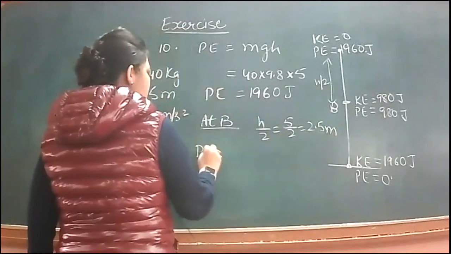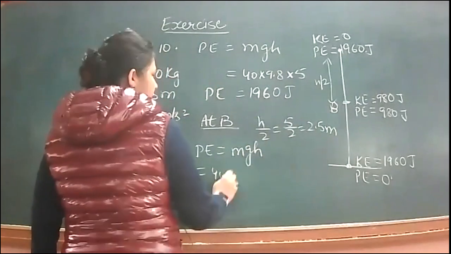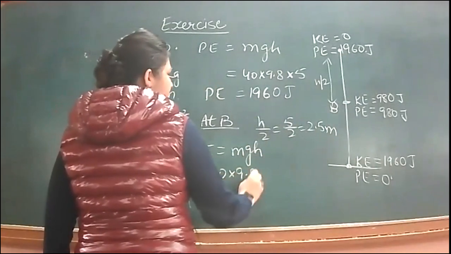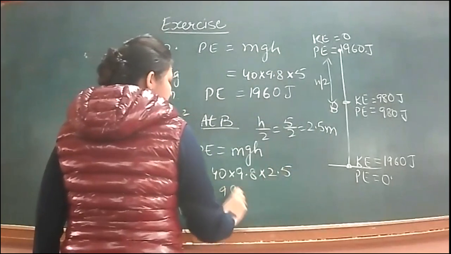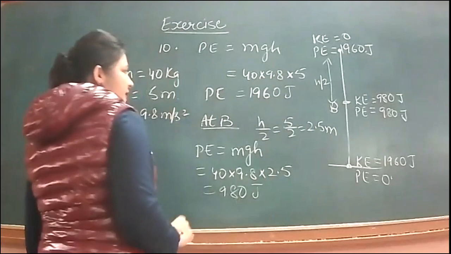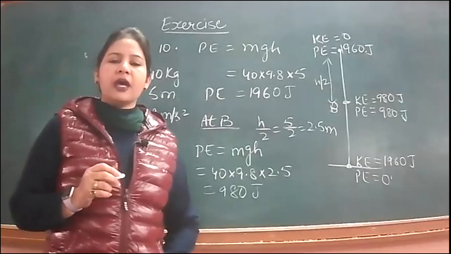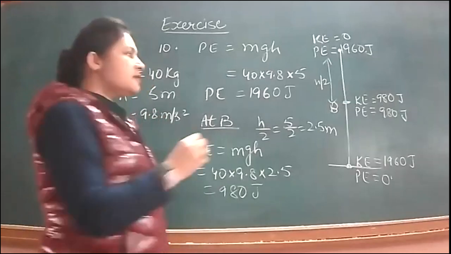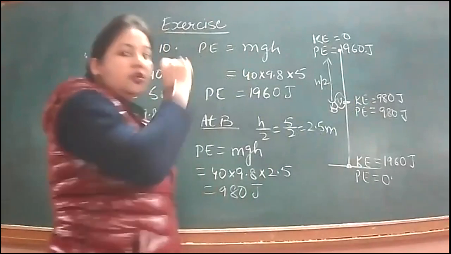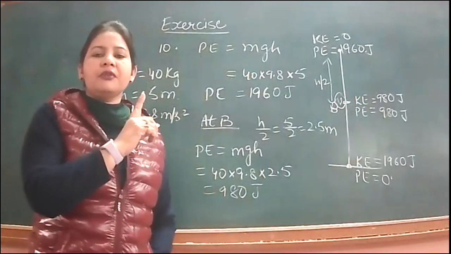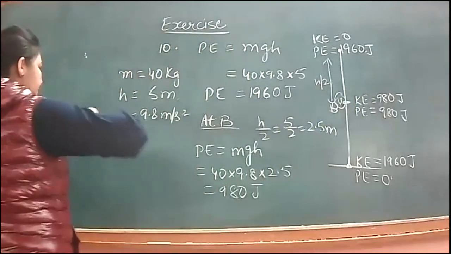So potential energy at B point, MGH, would be 40 into 9.8 into 2.5. If you solve, you will get 980 joules exactly. And to find kinetic energy, we need to have velocity here. Kis velocity se object yahan B point ko cross karke ja rahi hai? Using the same third equation of motion, we will find that velocity first and then we will find kinetic energy.